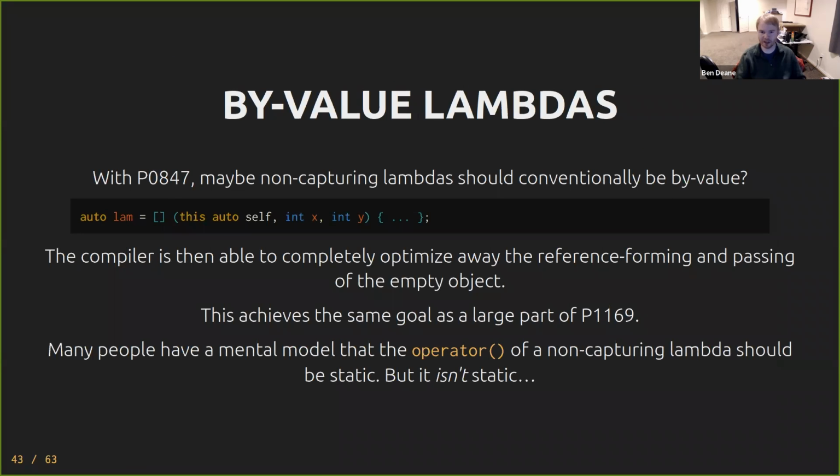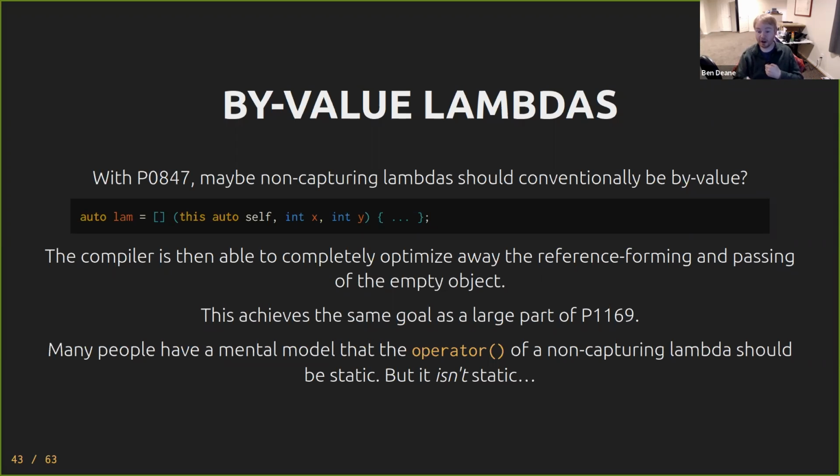Okay, my next slide looks like, yes, so like what I said earlier, a non-capturing lambda, probably we can make it conventionally by value, as the parameter of its own closure object. And then the compiler can completely optimize away the reference forming and the passing of the empty object. As Jason said earlier, that paper is 1169, the one that says the operator paren of a non-capturing lambda. I think it is only non-capturing lambdas, but it might be other lambdas. I think the paper as written might be starting off small to begin with.